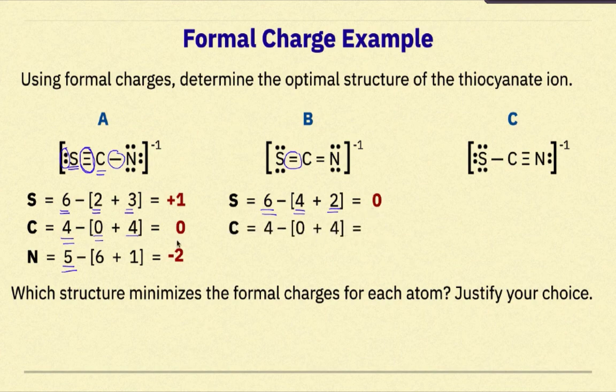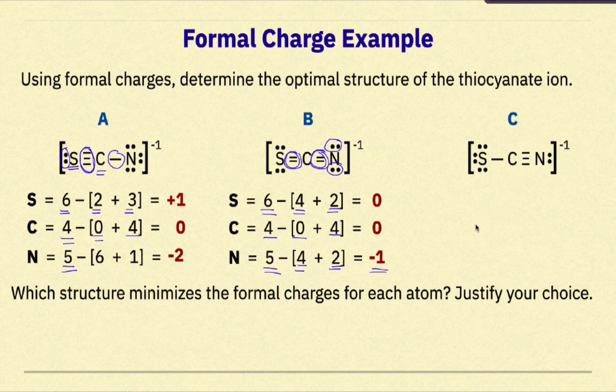Going on to carbon, same thing as before. 4 valence electrons, no electrons involved in lone pairs, and then it has 4 bonds coming off of this carbon. So the overall formal charge, 0. Now we have nitrogen. Nitrogen has 5 valence electrons. It has 4 electrons involved in lone pairs. It has 2 bonds coming off of it, which is that 2 right here. Formal charge for nitrogen is -1.